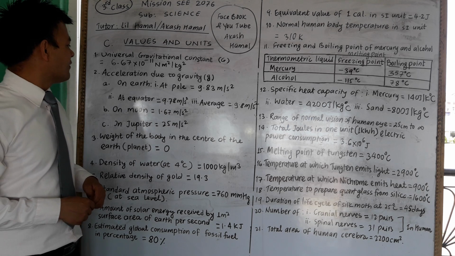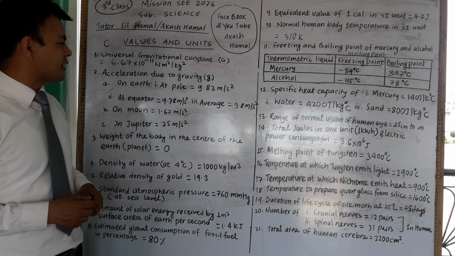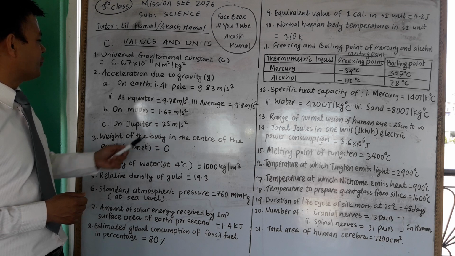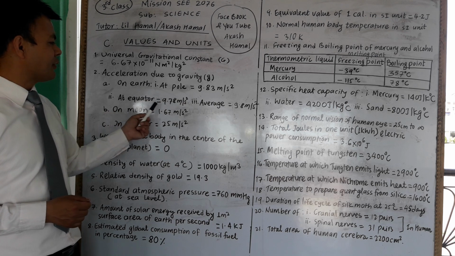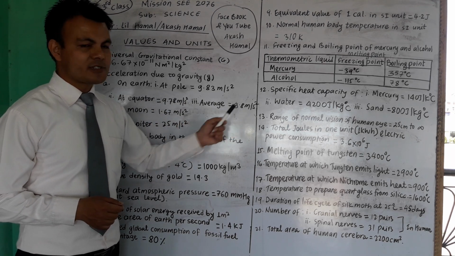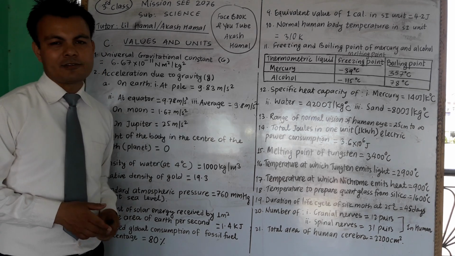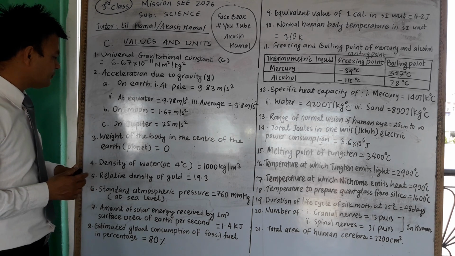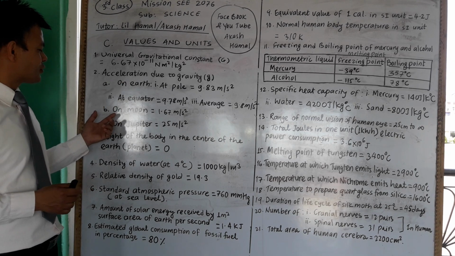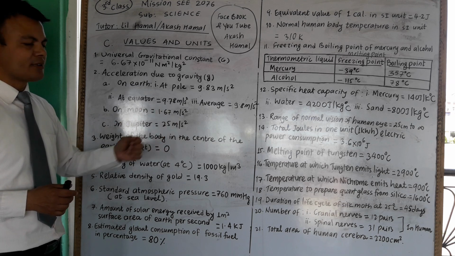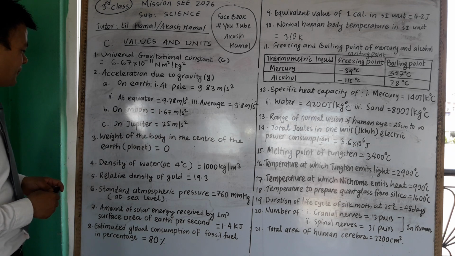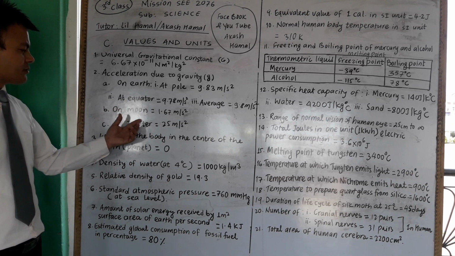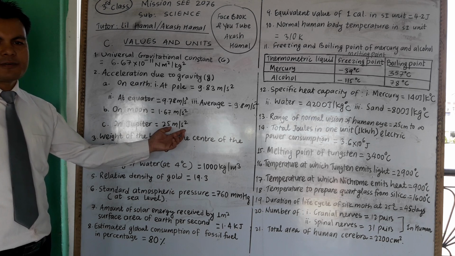Similarly, the value of acceleration due to gravity, if it is taken as the average, the mean of the pole and the equator, is 9.8 meter per second square. Normally, we take this value for any numerical calculation. Well, likewise, the acceleration due to gravity on the moon is 1.67 meter per second square. Okay, likewise, the acceleration due to gravity on Jupiter is 25 meter per second square.